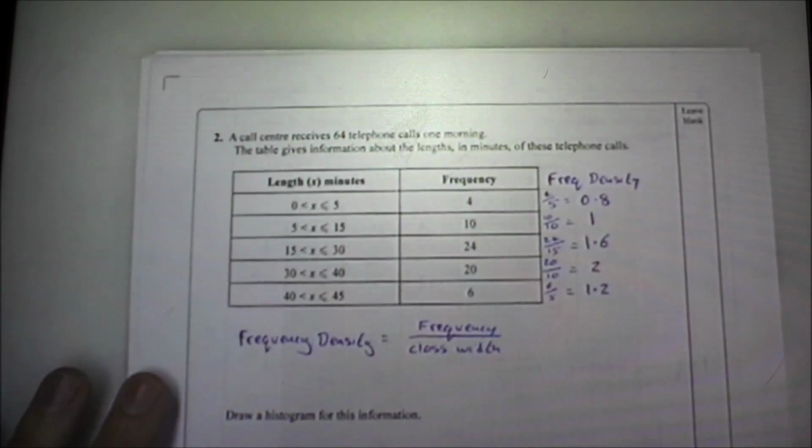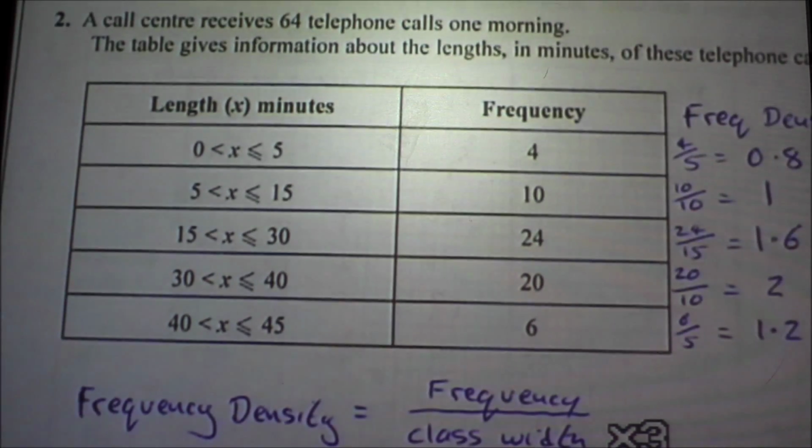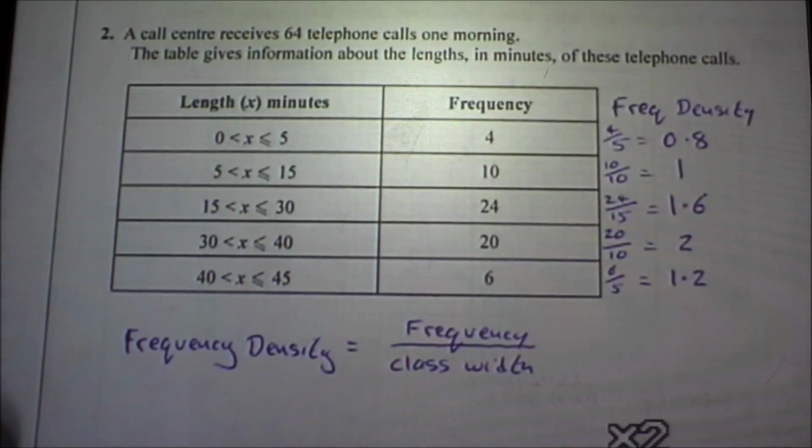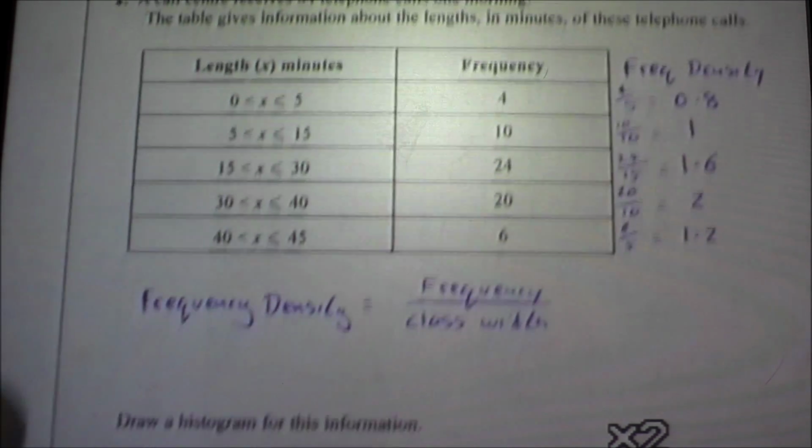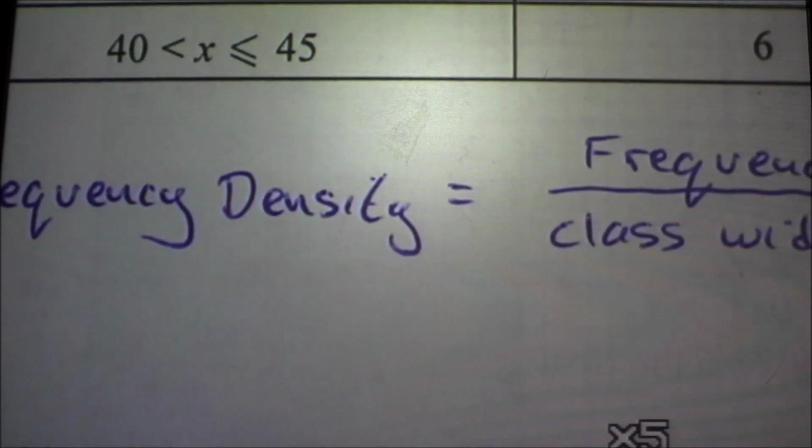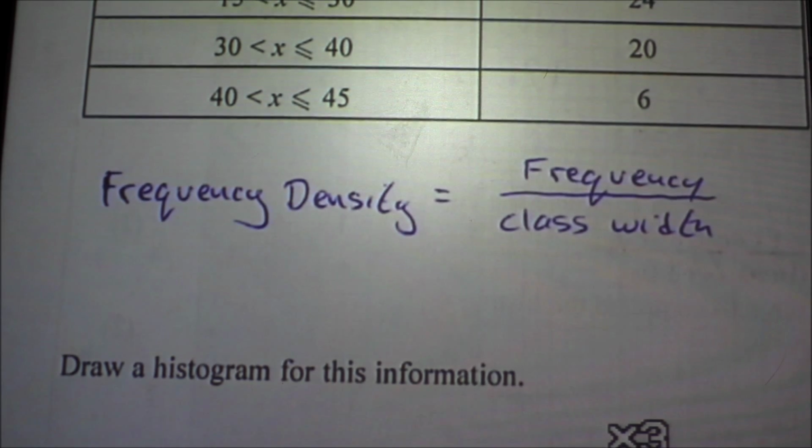Question number 2. A call centre received 64 telephone calls one morning. The table gives information about the lengths in minutes below. There we go. Again, write down frequency density is frequency over class width. You must have that down because otherwise it won't make any sense. And this just says draw a histogram.